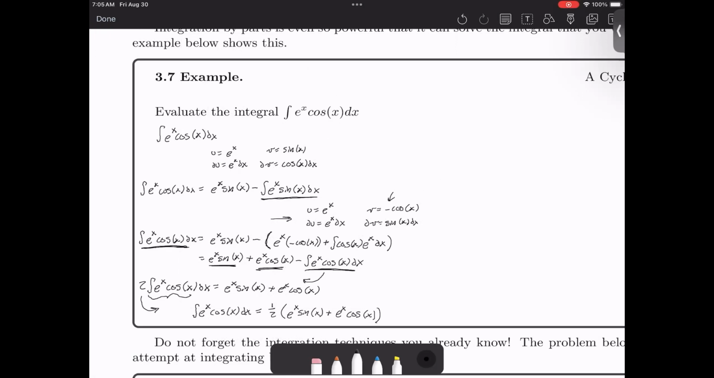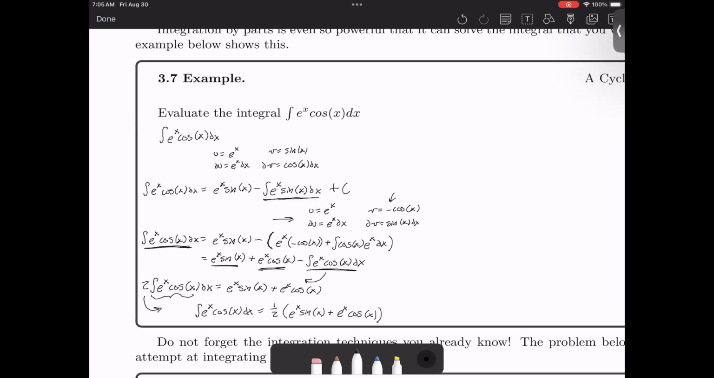And I realized I forgot my plus c's after I found integrals. So let's go back and add plus c's to everything. That c is just an arbitrary constant. It's going to change from line to line, but I'll just keep renaming it plus c.